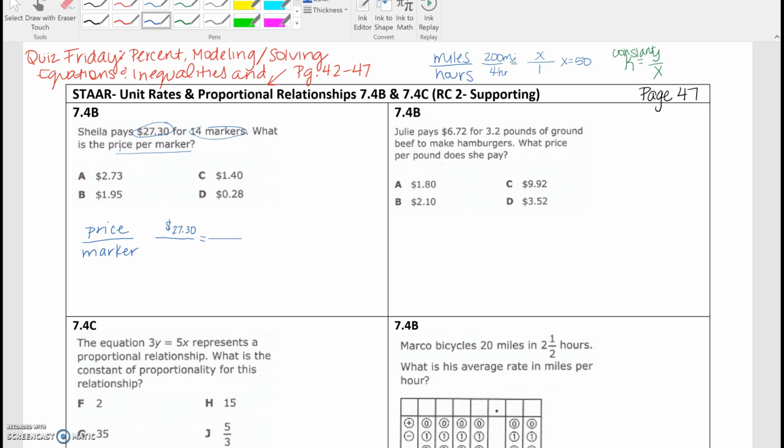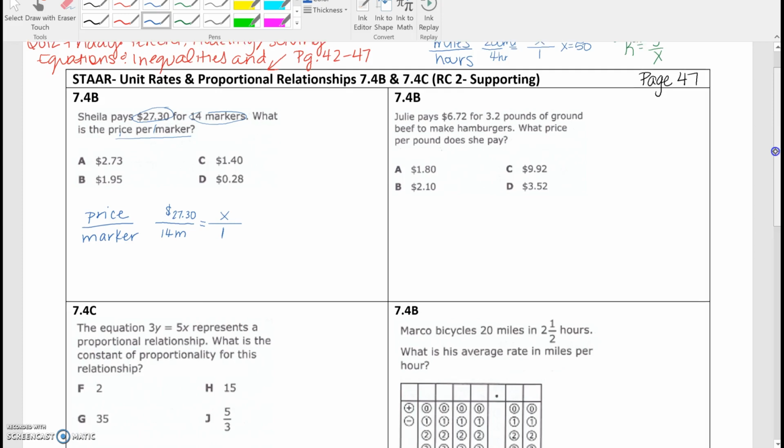And it says for 14 markers. Well, that's one situation, so that's going to go over here together. And it says, what is the price? So I don't know the price per marker. Okay, so if it doesn't have a number in front of it, we're assuming per one marker, so over 1. Okay, so these top two are the same type of problem.